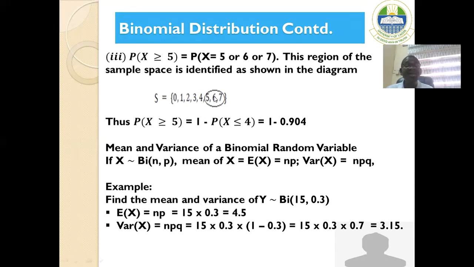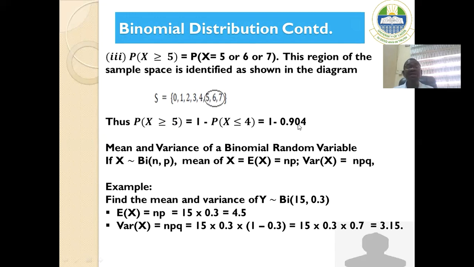So to find the one we're looking for, we say the probability that x is greater or equal to 5 is equal to 1 minus the probability that x is less or equal to 4. So we take away these ones, 0, 1, 2, 3, 4, from 1 because we don't need this. This is what we need. And we get the answer as 1 minus 0.904.